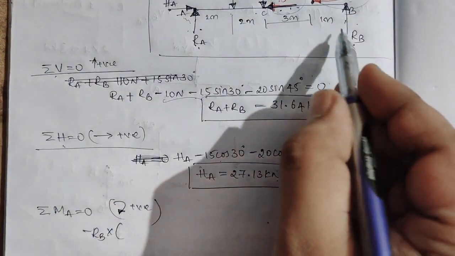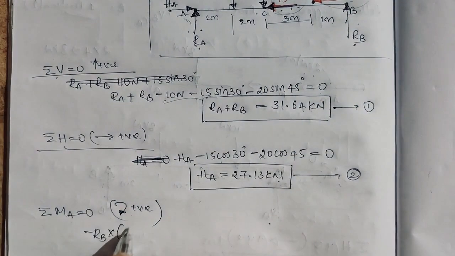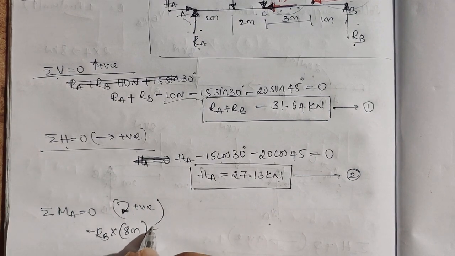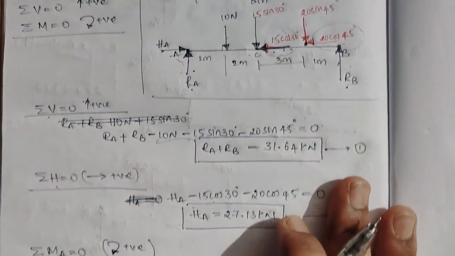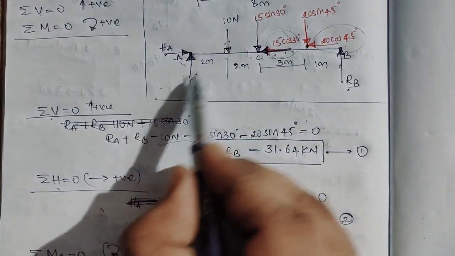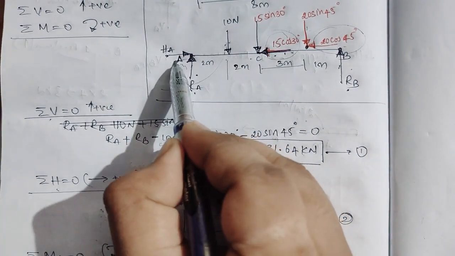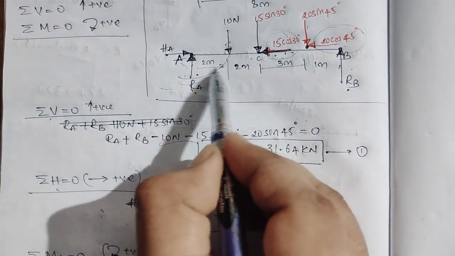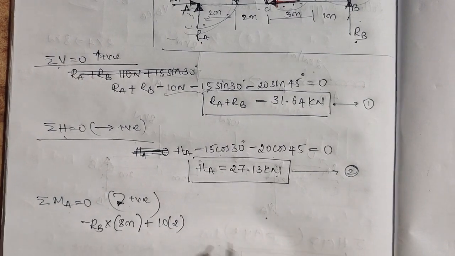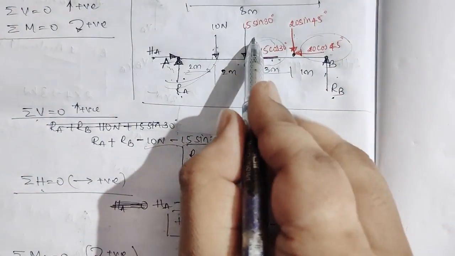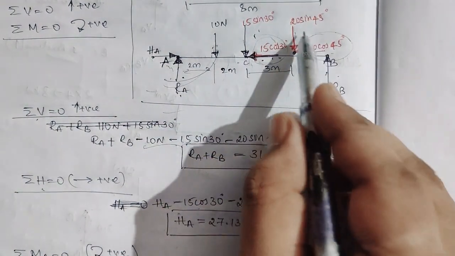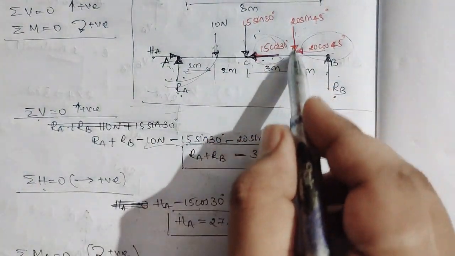into, what is the distance? 1, 2, 3, 4, 5, 6, 7, 8 meter. Then come to the forces now. The upper force 10, this 10 Newton will make clockwise movement about A. What is the distance? 2 meter. So 10 into 2. Then this 15 sin 30 will also make clockwise direction. This 20 sin 45 will also make clockwise.